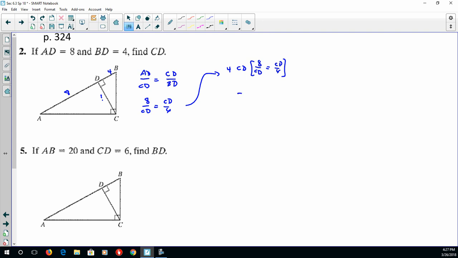When I multiply on the right, the 4's cancel and I have CD times CD. Okay, so 32 is CD squared. Square root of 32, which is 16 times 2, which is 4 times the square root of 2, excuse me, is CD. You can take the square root of the 16, but not the 2.